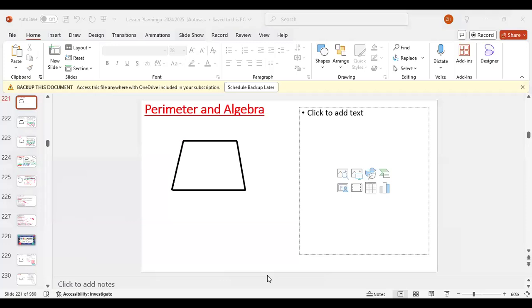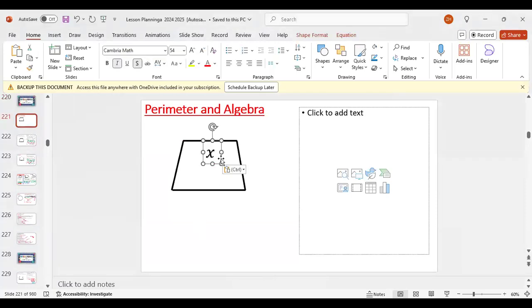Let's say we call, remember now we're doing algebra, so perimeter as well as algebra. So let's say we call the first side X. What is the length of this side, the same side? That's X, good. And then let's say we have the next side, and we call it Y.